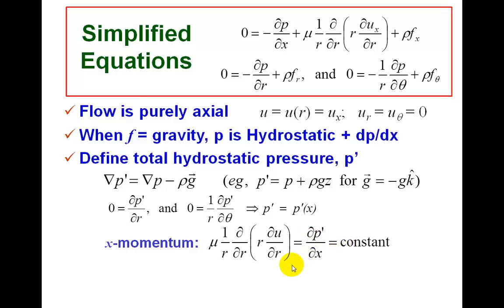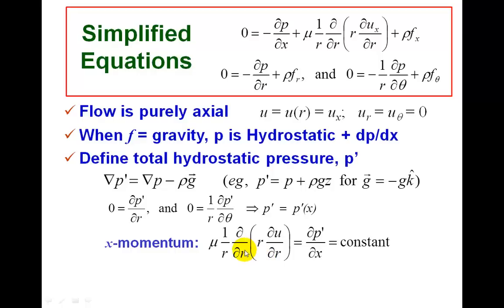And if we think about this a little more, it's interesting to note that because u is only a function of r, this left-hand side is only a function of r also. And that means that dp prime dx is only a function of r at most. But we see over here that dp prime dr is 0. So in fact, the only possible form for dp prime dx is that it must be a constant with respect to both the radial position and the axial position, which means that that's another way of saying that the partial derivative over here is just an ordinary derivative.